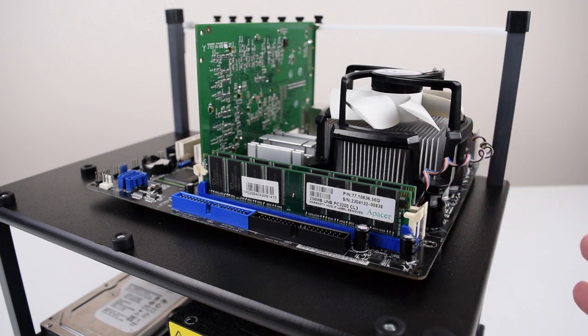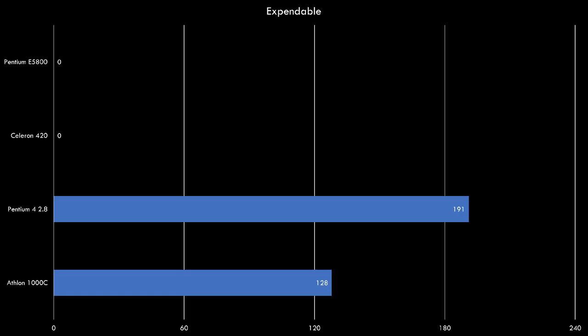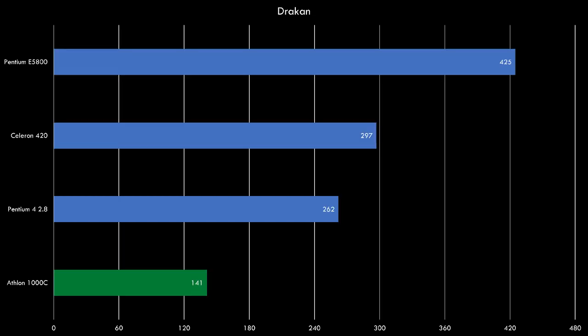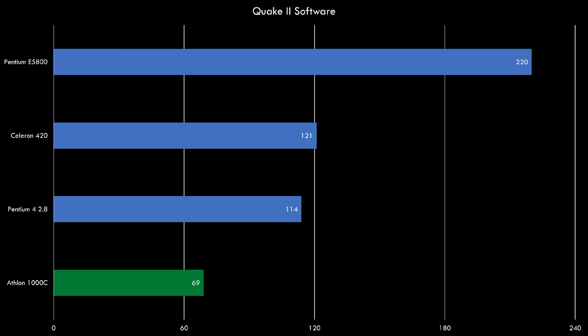Now, this BIOS does not support switching off the second core. A lot of BIOSes have this option, but it's not an issue. Windows 98 will just ignore the second core and see the processor as a single core processor. So let's have a look at the results. Once again, in Expendable, it crashes to the desktop, but in Draken, we can see now a much improved score. Moving on to Quake 2 in software render, look at that. That's almost double the performance compared to the Celeron 420.